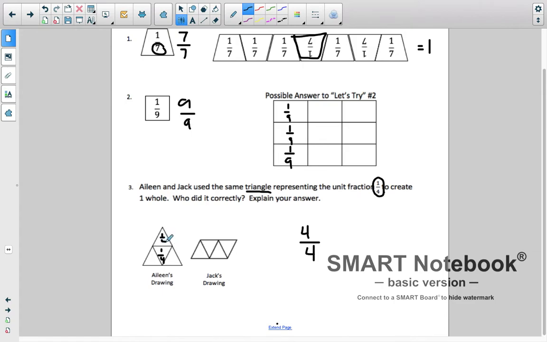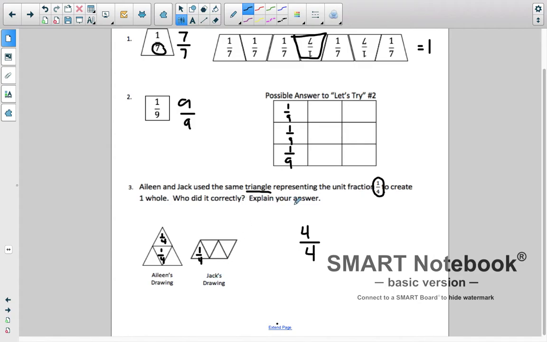So she did it correctly, and I can see all the pieces are not overlapping. Let's look at Jack's. Well, Jack, 1, 2, 3, 4, also used 4 triangles. Each one equals 1/4. And they're not overlapping, so he also did it correctly. I'm having trouble writing 1/4 over here. Oh, let's try that again. 1/4. There we go. All right. So actually, Eileen and Jack, they both did it correctly.